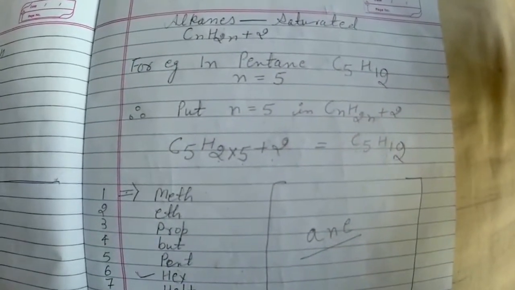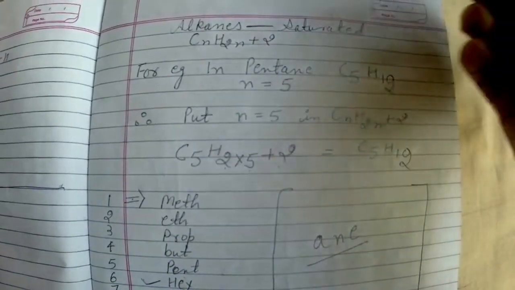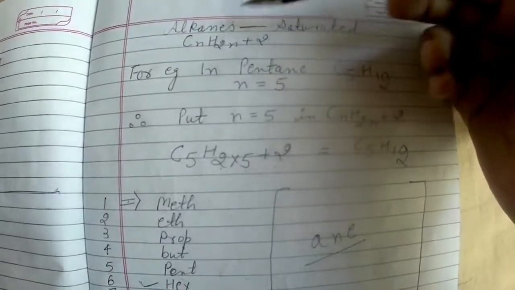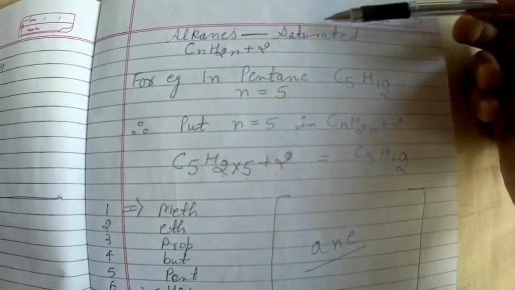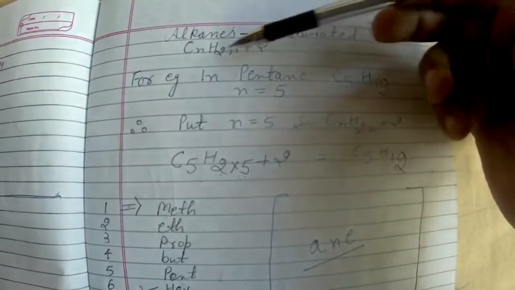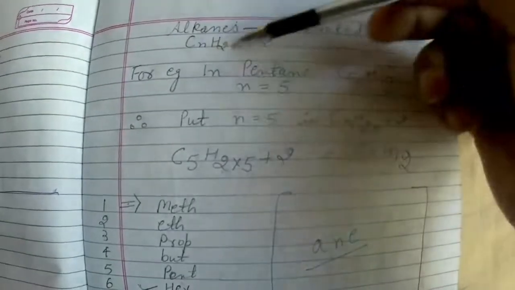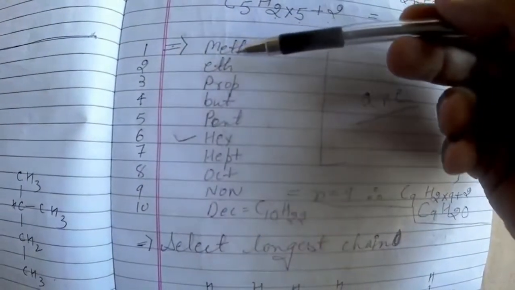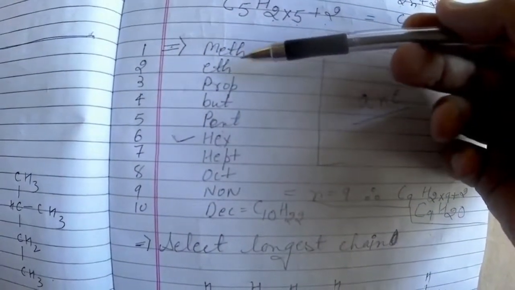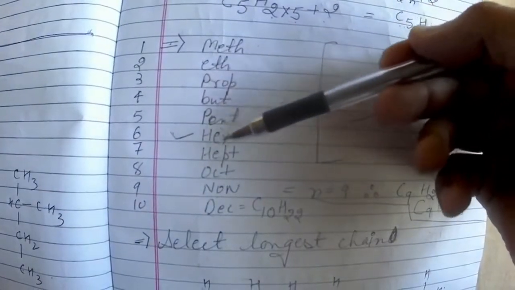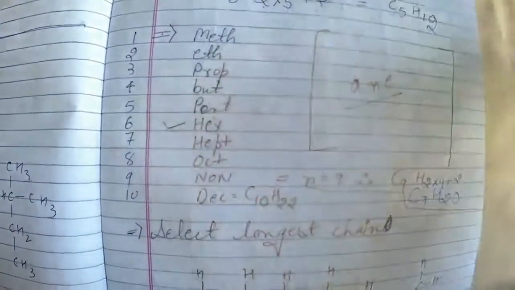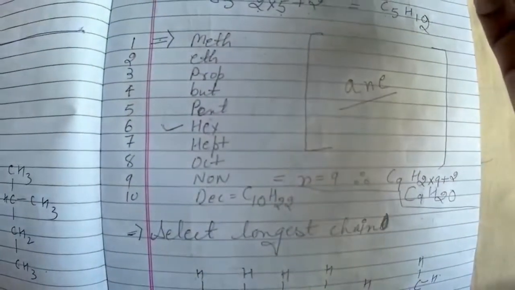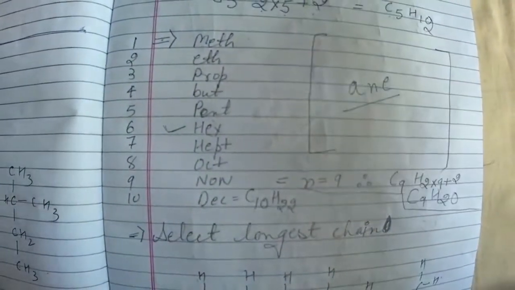As you already know, in the online class I have discussed thoroughly about alkanes, as they are single bond compounds and they are saturated hydrocarbons, and their general formula is CnH2n+2. For them I told you that the first 10 hydrocarbons are in your syllabus, and their names start from meth, eth, prop, but, pent, hex, hept, oct, non and dec. So these first 10 names you have to remember for the naming of the compounds.